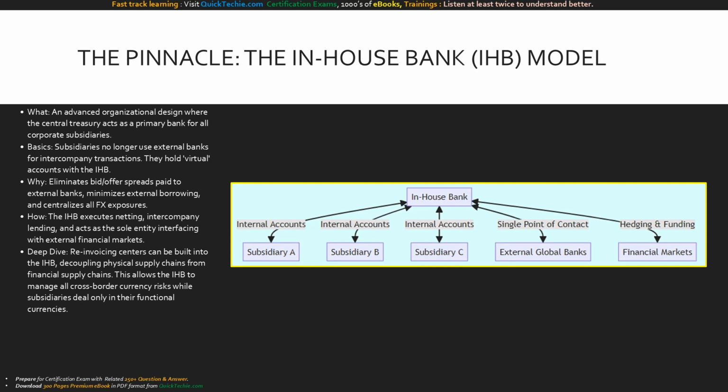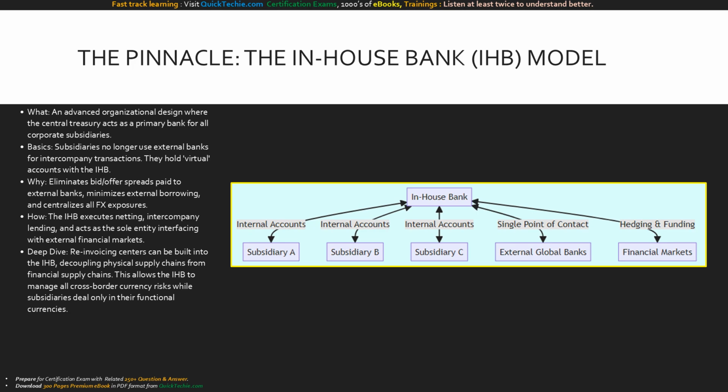We now arrive at Slide 5, the pinnacle of Treasury organizational design, the in-house bank, or IHB. What is an IHB? It is an advanced setup where the central Treasury literally acts as the bank for all internal corporate subsidiaries. The basics are fascinating. Subsidiaries stop using external banks for their daily intercompany transactions. Instead, they hold internal accounts with the IHB. Why go through this effort? Because it entirely eliminates the bid/offer spreads and fees paid to external banks, minimizes the need for outside borrowing, and consolidates all currency risk into one place.